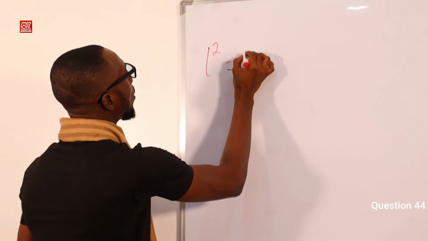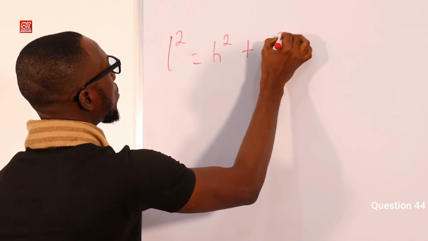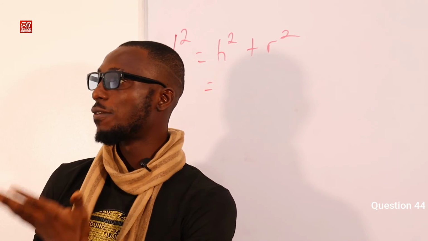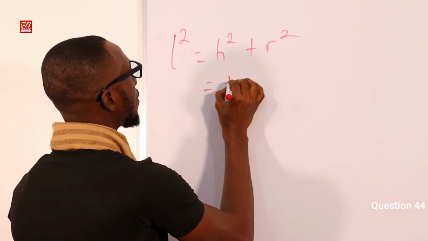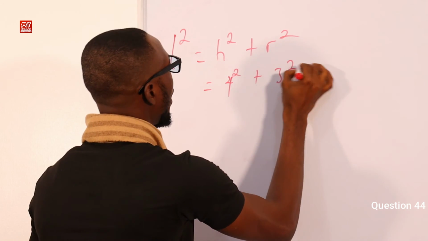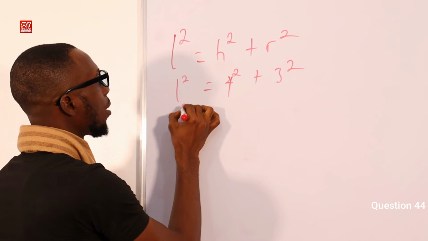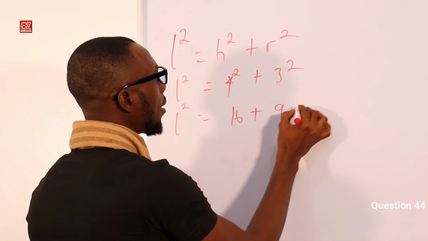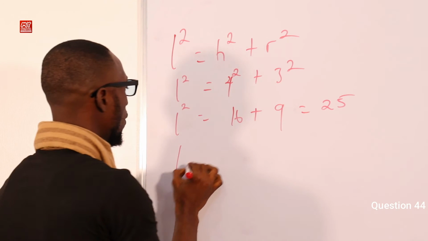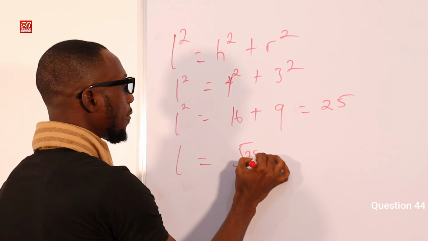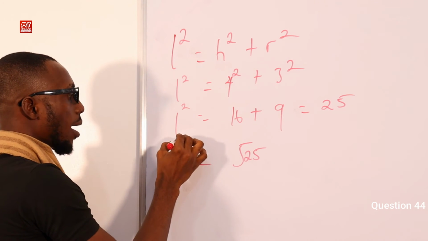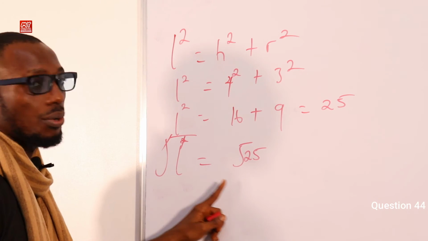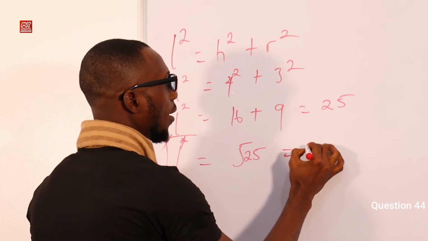L squared equals h squared plus r squared. The height that we have is 4, radius is 3. So this is 4 squared plus 3 squared. 4 squared is 16 plus 9, that is 25. So we are looking for the square root of 25, because if we square root both sides, we remove the square. So I will be left with L equals square root of 25, which is 5.